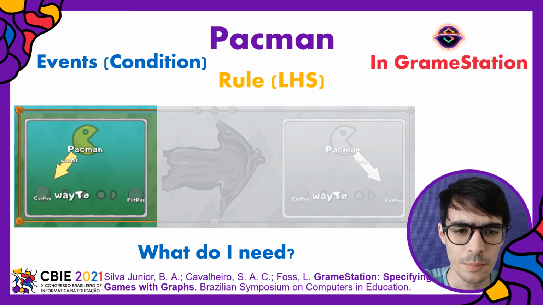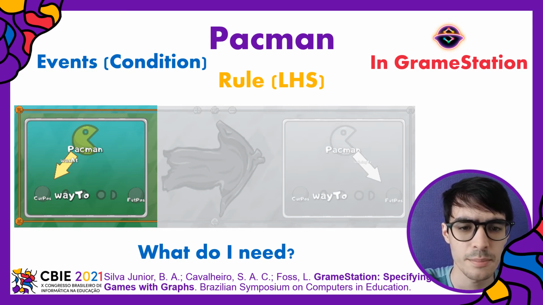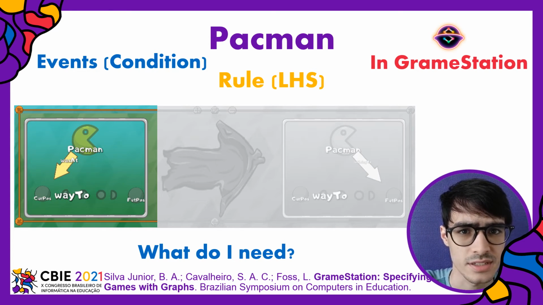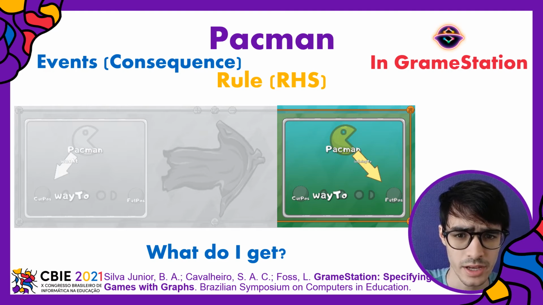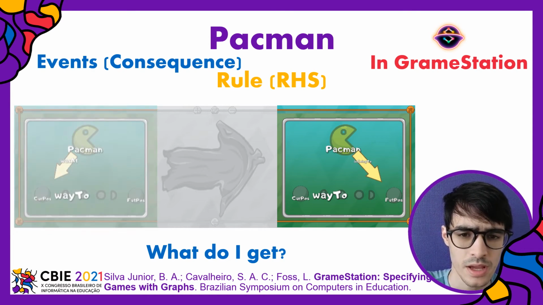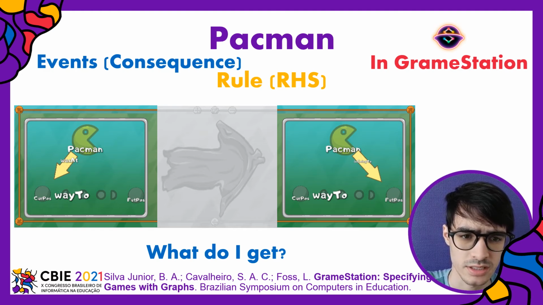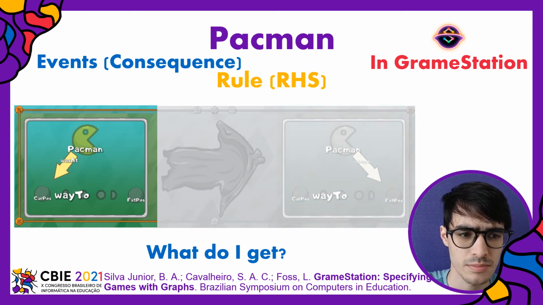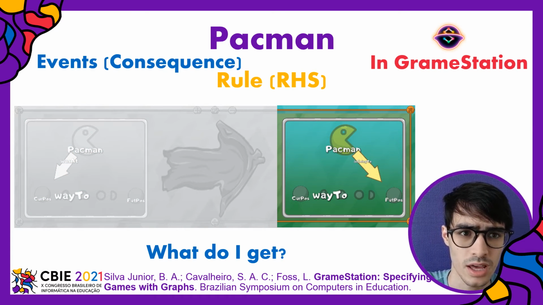This before part is the left-hand side, where you must think what are the necessary conditions and build a graph that represents it. Here, on the right-hand side, you must think what are the consequences, and again, build a graph that represents it. So, this rule here, for instance, says that the Pac-Man must be in a place that has a way to a second place so he can move to the latter.